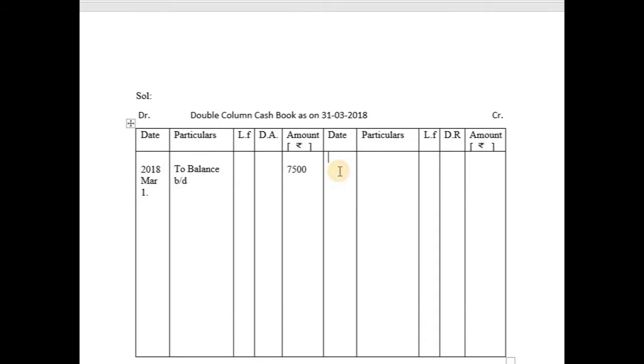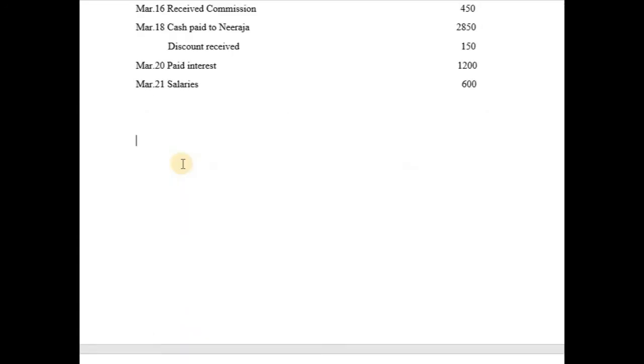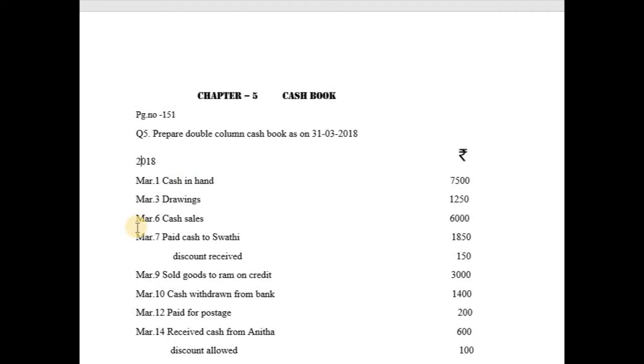So here you will be writing it as 2018 March 3 by drawings account. कितना पैसा विड्रॉ कर रहे? 1250. So 1250 will be recorded on credit side. Next, after March 3 we have a transaction on March 6, cash sales 6,000.